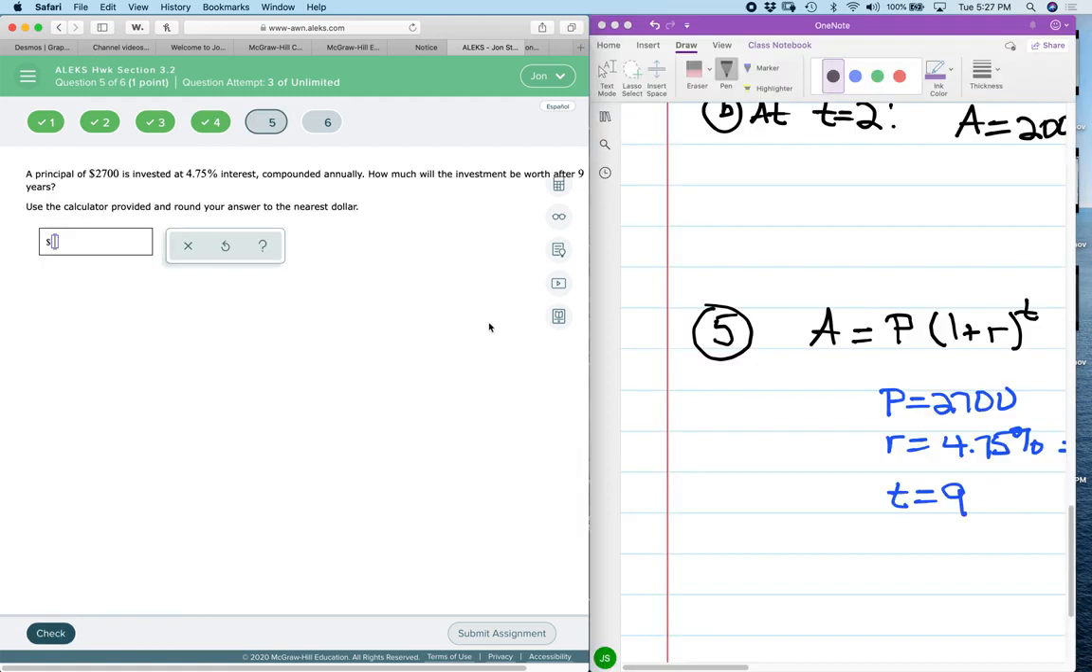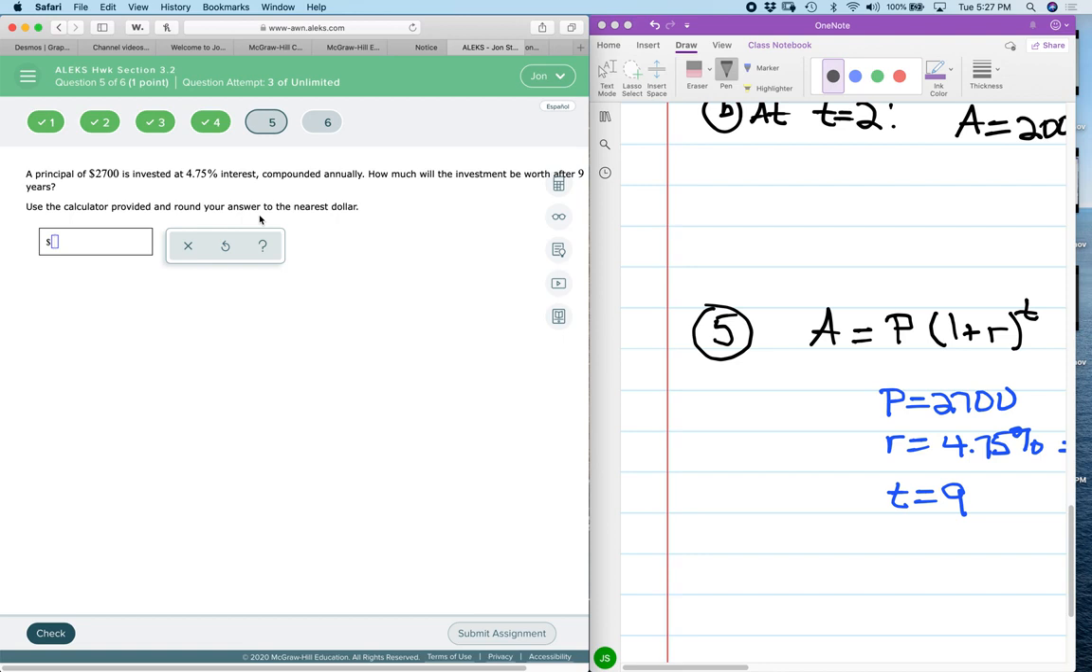Okay, for number 5, a principal of $2,700 is invested at 4.75% interest compounded annually, and the question posed is how much would the investment be worth after 9 years?